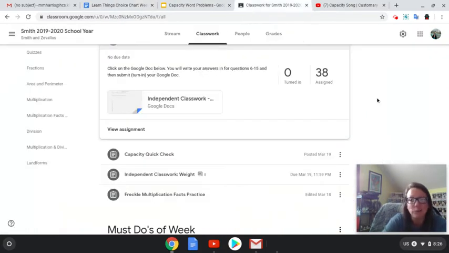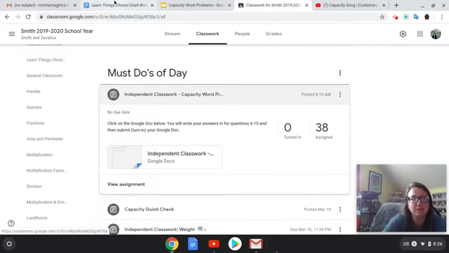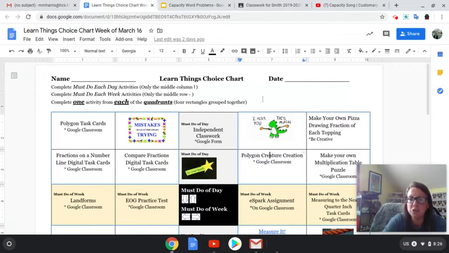So we have our Google Classroom assignments, your Learn Things choice chart, don't forget. And also, if you did not see, you have an invite from me for Google Chat. Please make sure you are getting on Google Chat and accepting so that way I can talk to each one of you and we're going to try using it instead of Zoom.